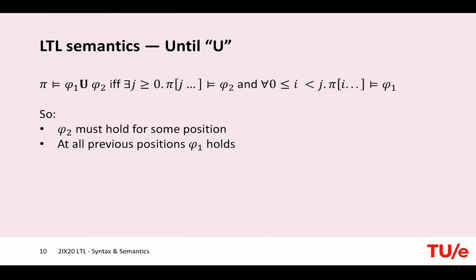So if we continue with other temporal logic operators, until is an important one. A path satisfies the formula phi1 until phi2 if there is some index j such that from that index onwards the path satisfies phi2. So there must be a point on the path where phi2 becomes true. And for all other positions, so for all suffixes that start before j, phi1 must hold. So basically phi2 must hold for some position j, and at all previous positions i, phi1 holds. So let's take a look at an example again.